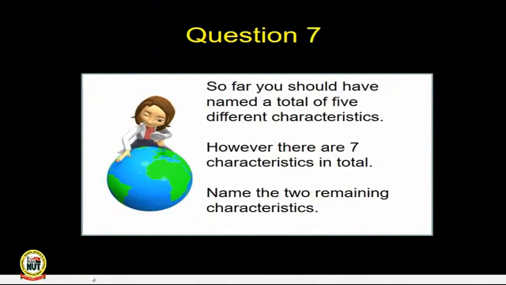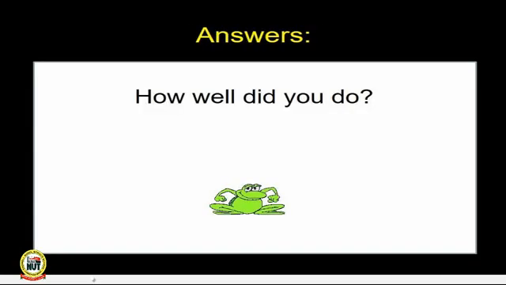Now, so far you should have named a total of 5 characteristics. However, there are 7 characteristics in total. Name the 2 remaining characteristics that were not displayed by any of the animals. How well did you do? I don't know until you submit your homework. Then I'm going to mark it and I will know how well you did.